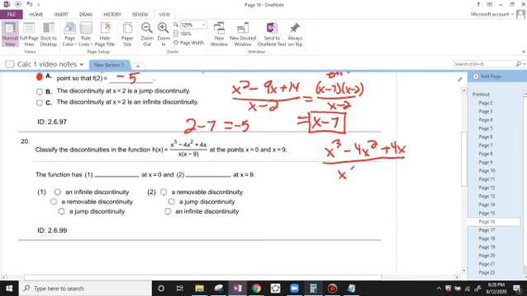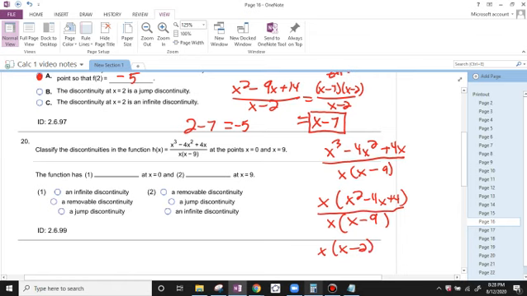We can factor out an x in the numerator. That leaves x squared minus 4x plus 4. I can factor that too. I don't really need to because it's not going to cancel out this x minus 9, but I'll do it anyway. So then this is x times x minus 2 squared, all over x times x minus 9. And so the denominator is 0 when x is 0 and when x is 9.